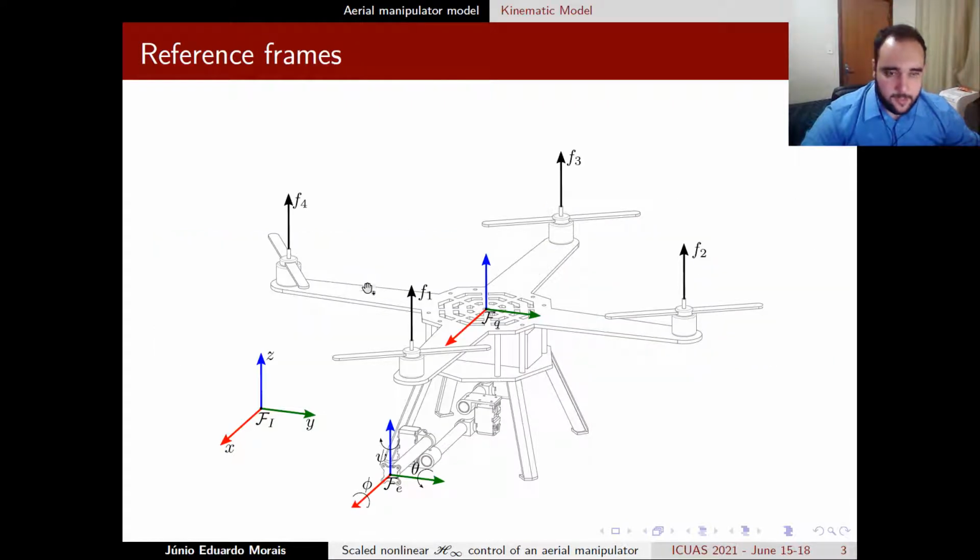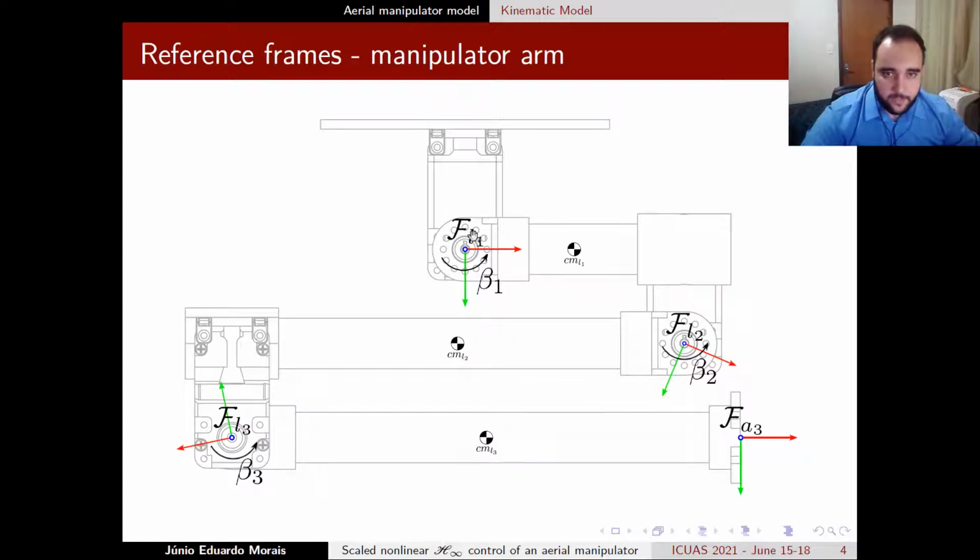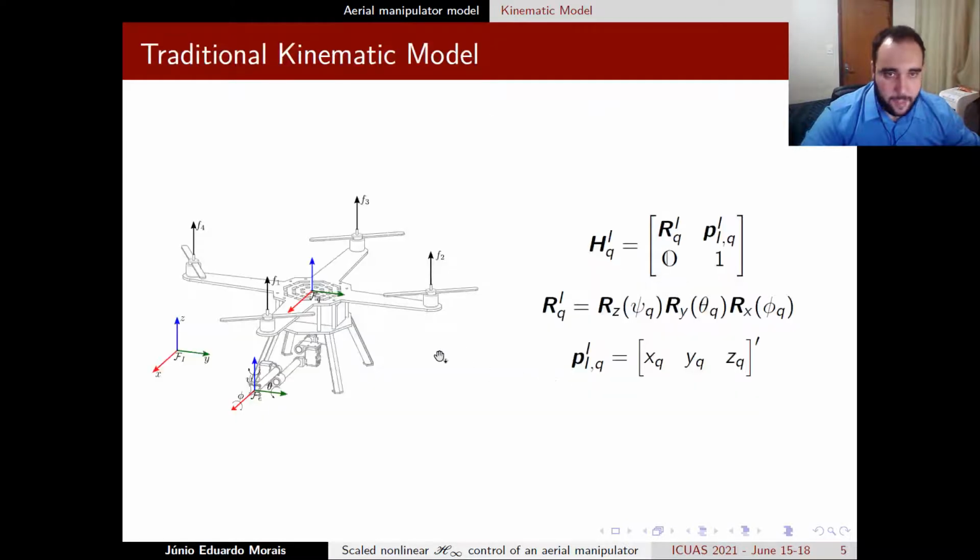And by using this system, we can then define some reference frames to it in order to obtain the dynamic and kinematic models of the system, in which we have their initial reference frame f of I, f of q attached to the center of the quadrotor, and f of e attached to the end effector. We also have f of L1, L2, and L3 centered at each of the manipulator joints, and we have f of A3 that's an auxiliary reference frame rotated 9 degrees in the x-axis in relation with the end effector frame.